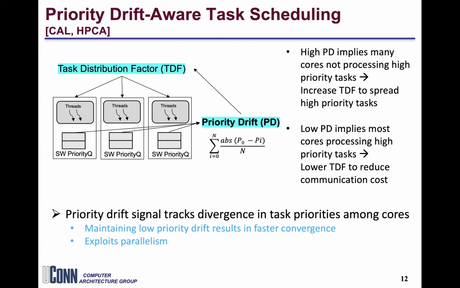Finding that balance between when to scale back on communication and when to let your cores distribute these tasks so that you can unlock more parallelism led to the development of this HTCPS scheduler, which allows you to exploit parallelism without drifting in priorities.